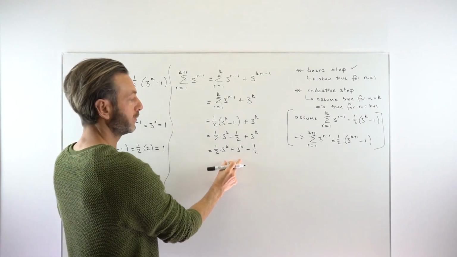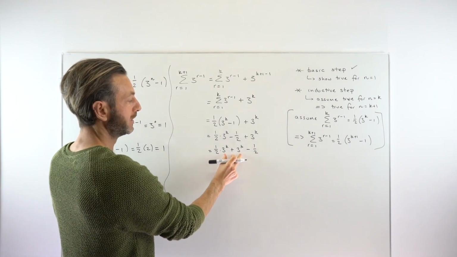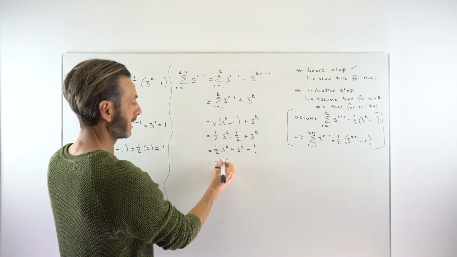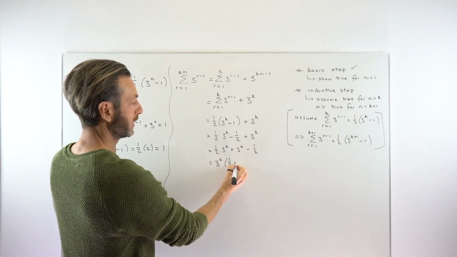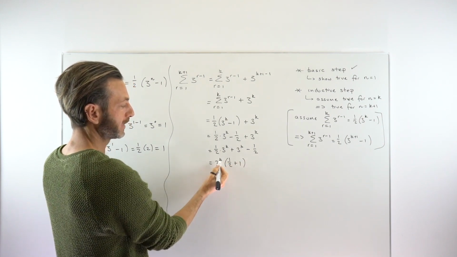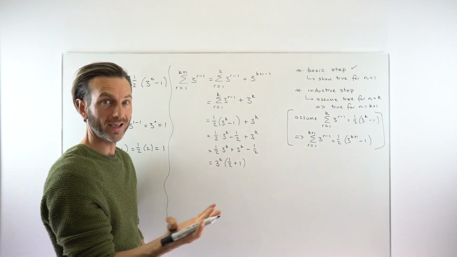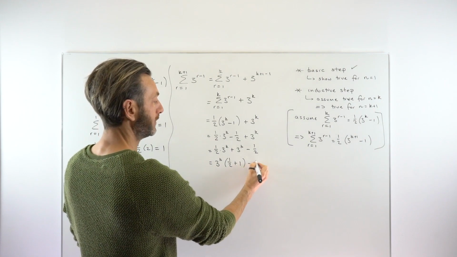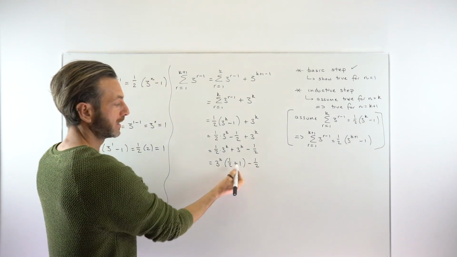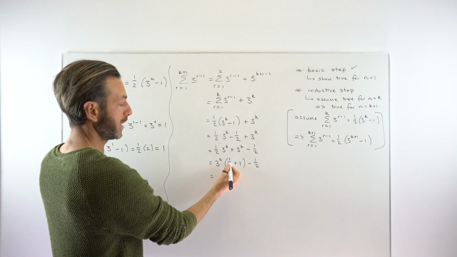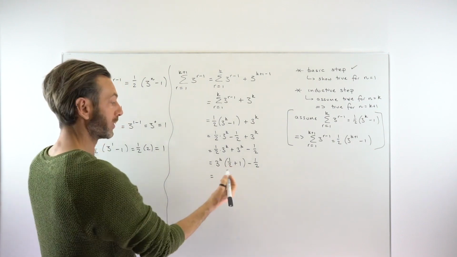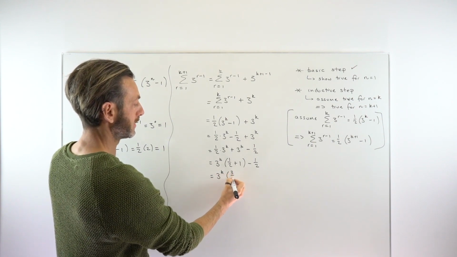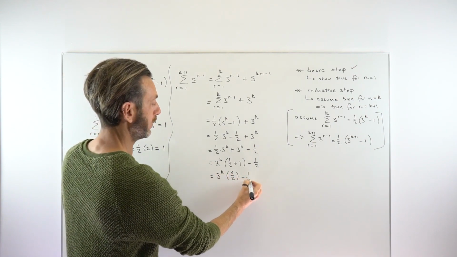But I've done that because now we can pull out here a common factor of 3 to the k. So that would be 3 to the k bracket 1/2 plus 1. So 3 to the k times 1/2 gives you 1/2 times 3 to the k. 3 to the k times 1 gives you 3 to the k. So that is the correct factorization. And then we've got minus 1/2 on the end. This here, though, is 1/2 plus 1, which is 3 over 2. So this becomes 3 to the power of k times 3 over 2 minus 1/2.